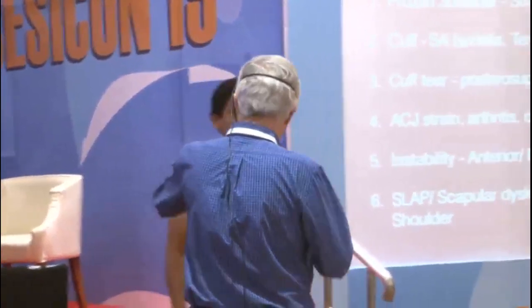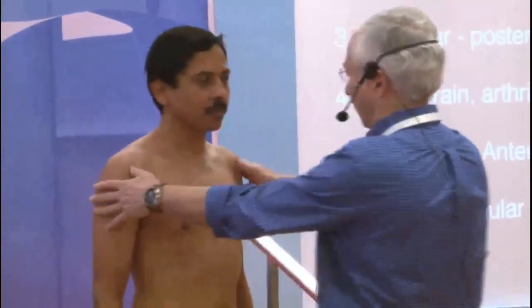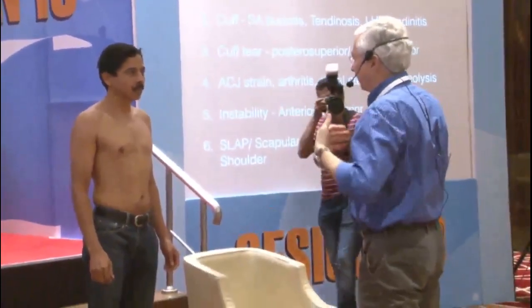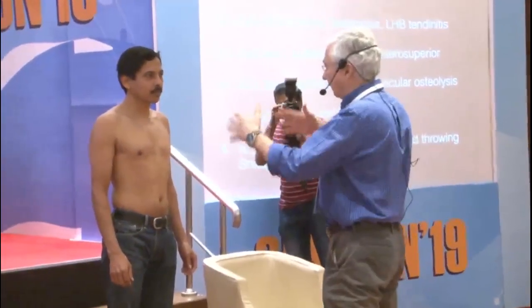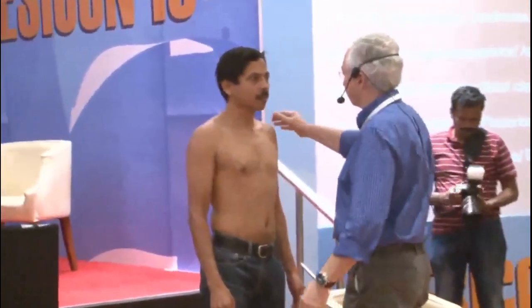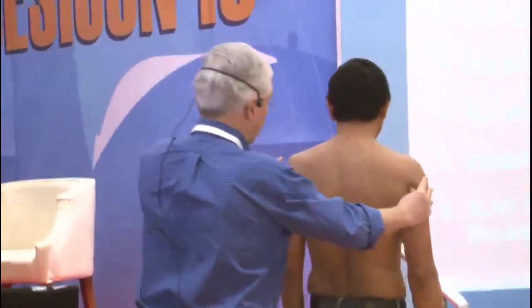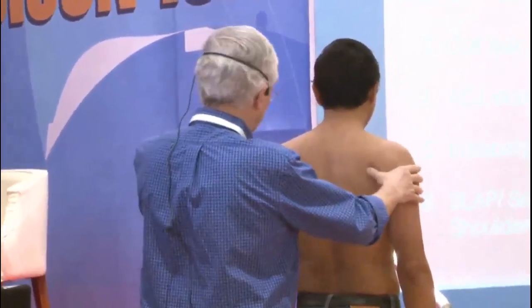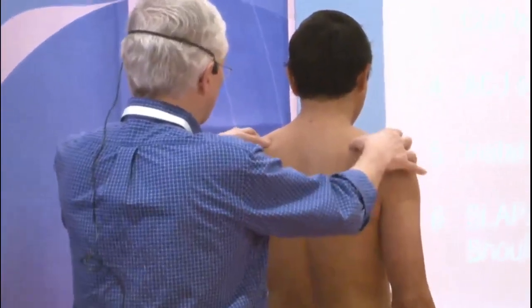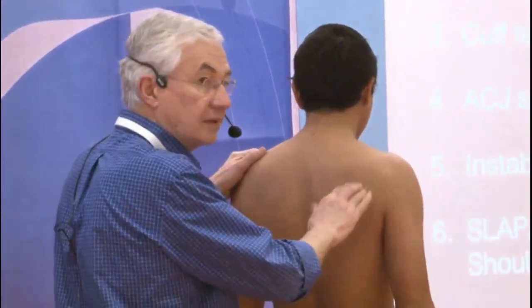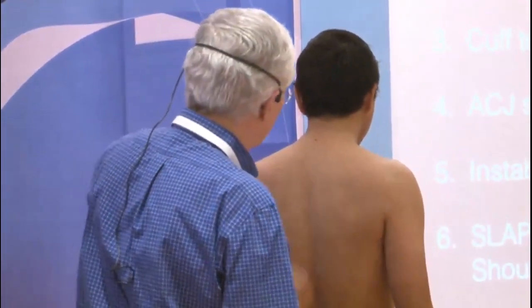You can look anteriorly. The level of the two shoulders, the aspect of the pec major, of the sternoclavicular joint and AC joint. And after that, I move like this to check the posterior aspect of the shoulder, the atrophy of the infraspinatus or supraspinatus. Supraspinatus is more difficult to see, but infraspinatus is very easy to check for atrophy of the muscle.